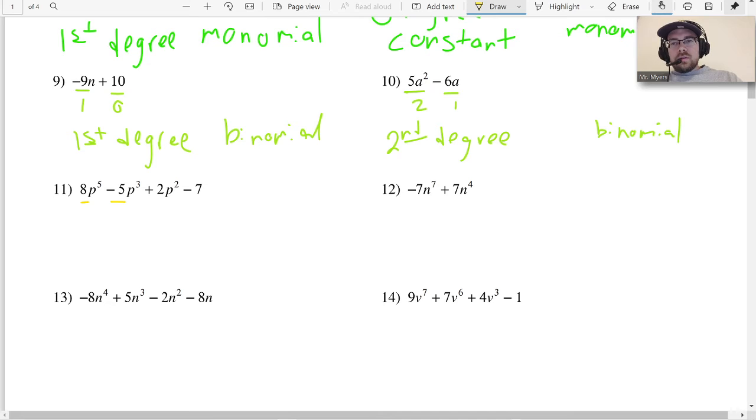1, 2, 3, 4 things now. So 4 things: monomial, binomial, trinomial, and then quadrinomial. So this has 4 terms. You can just call it a polynomial. Usually after trinomial, you can probably just get away with calling it a polynomial. But it's got 4 terms. And then you can call that a polynomial.